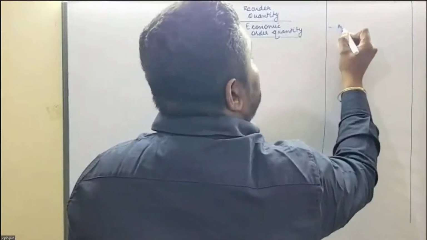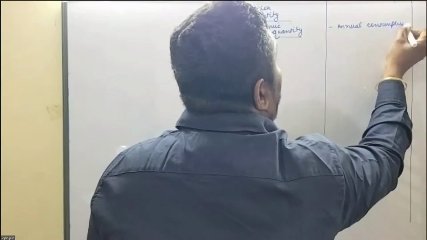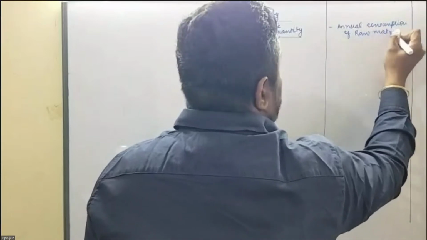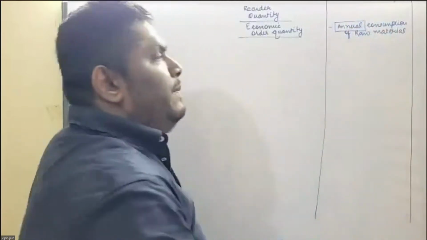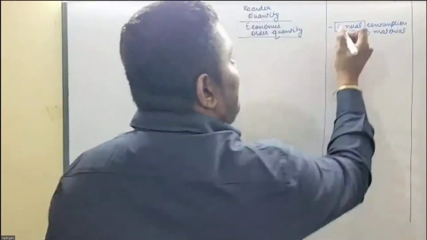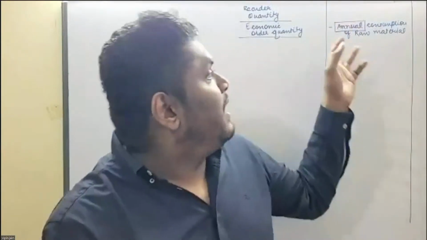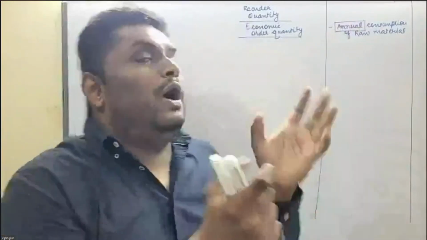My annual consumption of raw material. Very important point, guys. The first element that is required is what? My annual consumption. I am marking it in red. I have marked it in red. Why? Because we do require annual consumption to find out how much should be the economic order quantity.